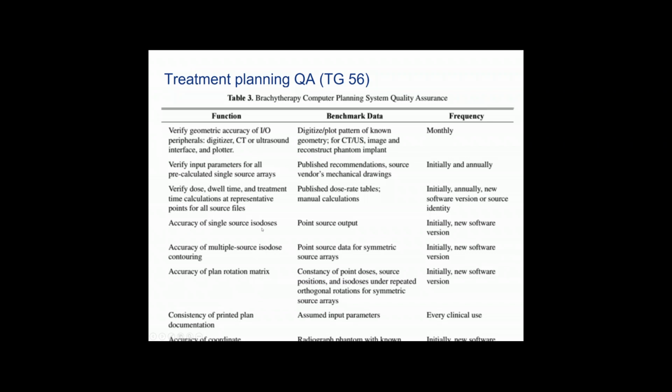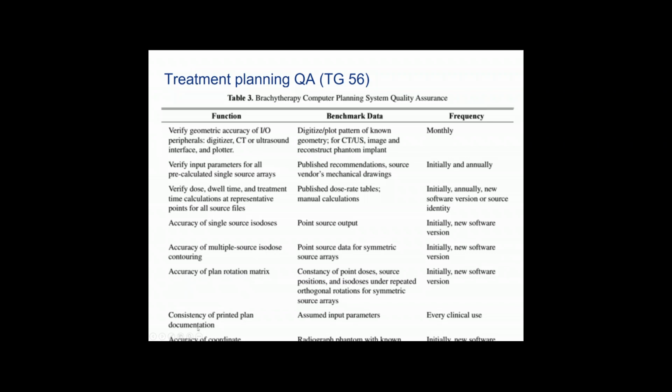Then accuracy of single source isodoses, so it's directly about the source in the software part, how it's described. So again, point source output, again, initially or when something changed on the software. So once the software is up and running and tested at the very beginning, then nothing will change. So once you have correctly imported single source isodose and everything's fine, the same is for multiple source isodoses, for potential plan rotation or consistency of the printed plan.